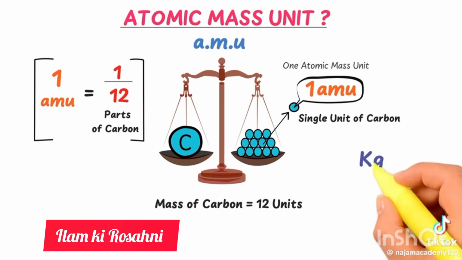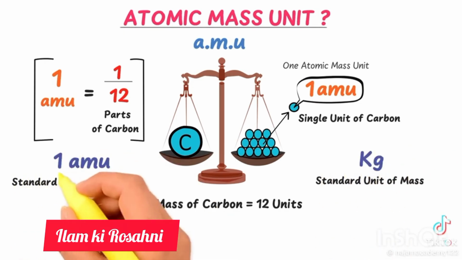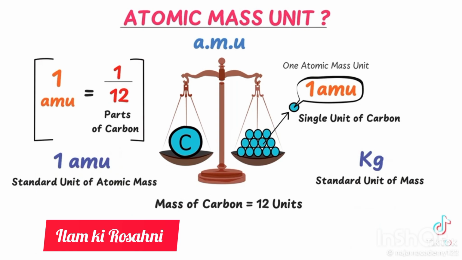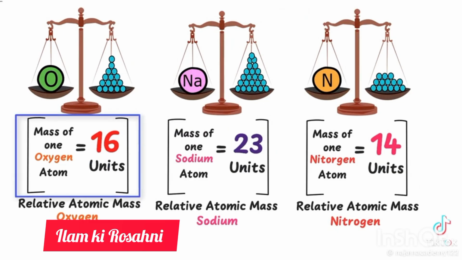We know that kg is the standard unit of mass. Similarly, 1 AMU is the standard unit of atomic mass. Now we have to modify the relative atomic masses. For example, we wrote in the previous slide that the relative atomic mass of a single oxygen atom is equal to 16 units of carbon.